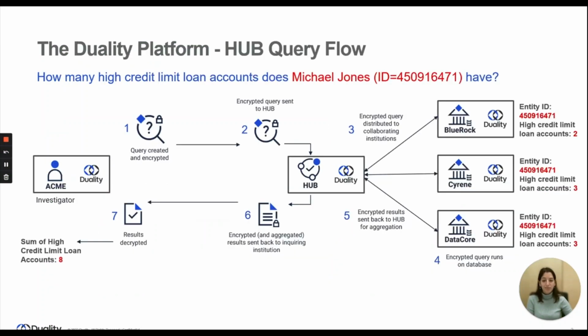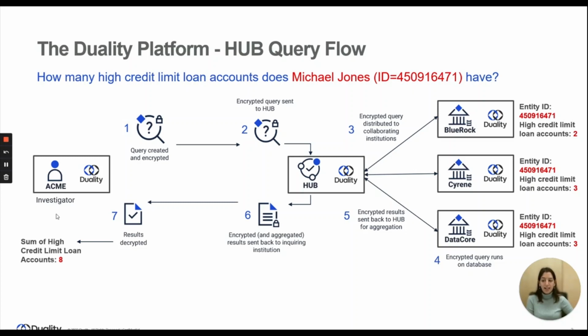Let's take a look at the hub query flow before we get started on the demo. We have an example of one of the queries we're shortly going to run. How many high credit limit loan accounts does Michael Jones have? We will be searching for Michael Jones by using his ID, which will be encrypted. The flow will go like this.